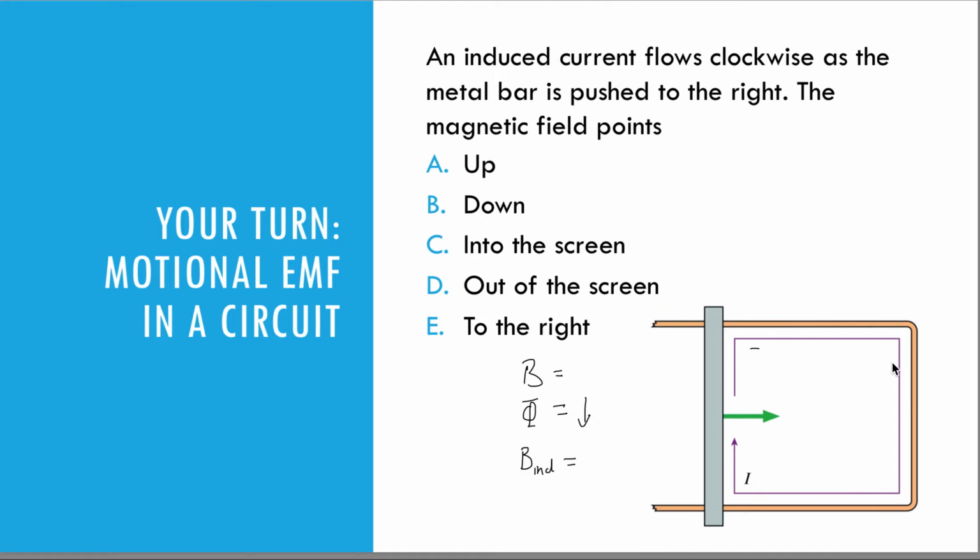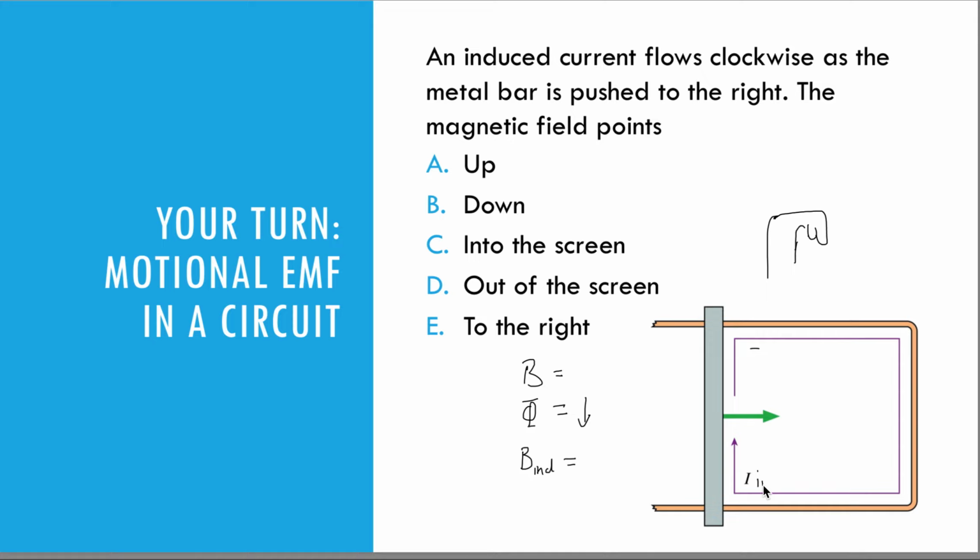Since we're given the induced current, which is clockwise, which way do our fingers have to point? Use right-hand rule number 2. The fingers have to curl in the direction of the current. The thumb is the direction of the magnetic field. If you curl your fingers clockwise, use your right hand, you might twist your arm a little bit, but your thumb is going to be into the page.